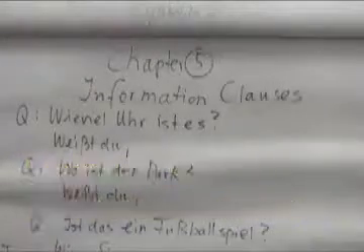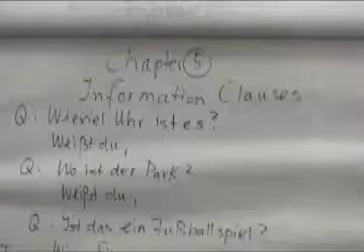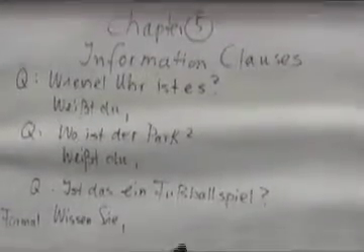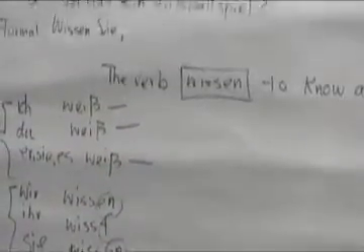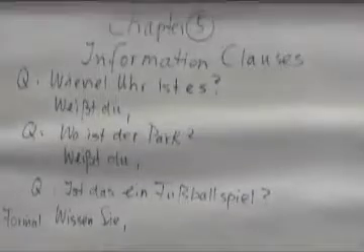Chapter 5. In this session we are talking about information clauses where we are asking questions, and also the difference between the verb wissen, to know a fact, and kennen, to know a person. Now let's look at the information clauses first. We have a simple question. Wie viel Uhr ist es?